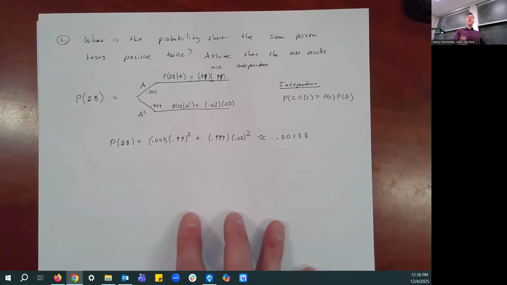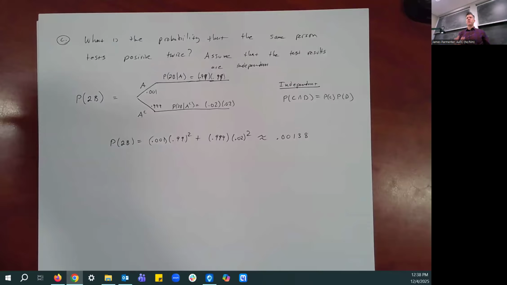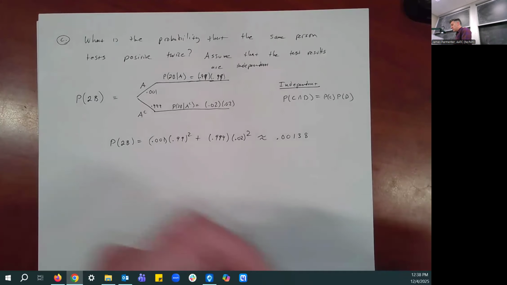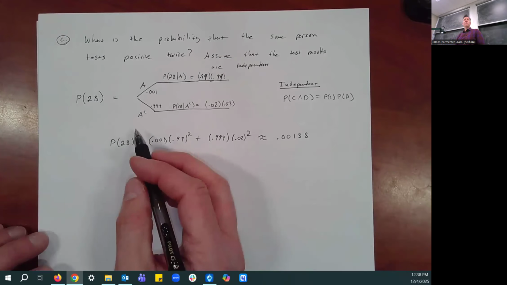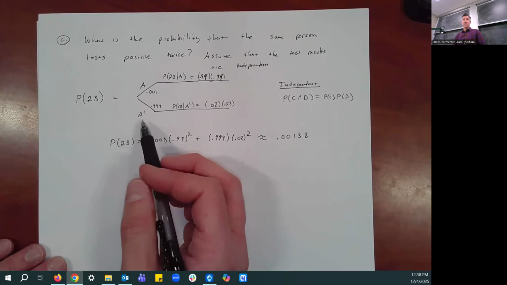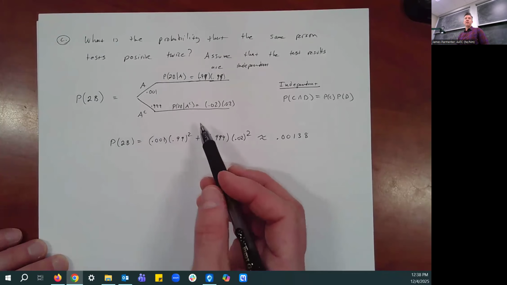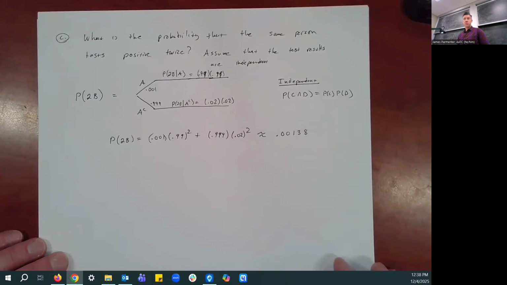If you knew the person had the disease, there's a very high chance of getting two positive tests, right? 98% times 98% is something like 95% still. If the person didn't have the disease, it'd be really hard to get two positive tests. 2% of 2% is very, very small.